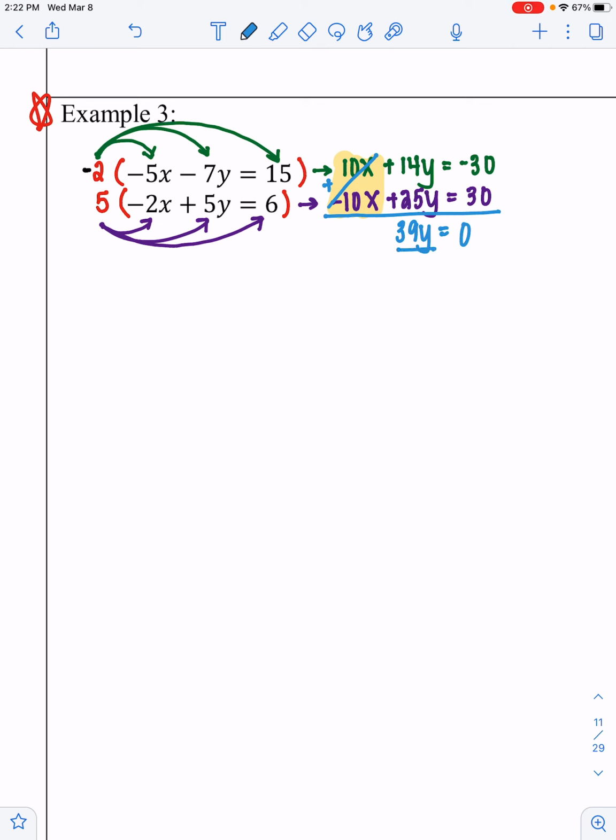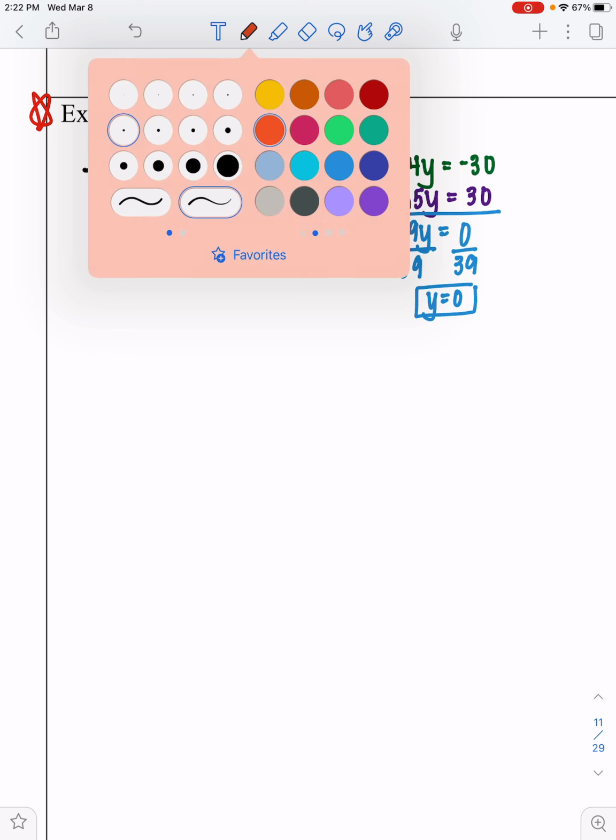Divide by 39 on both sides. And you get y is equal to 0. Okay, that was not a trick question. 0 is an actual number. I need us to get used to that. All right, this was a system, so we are not done.